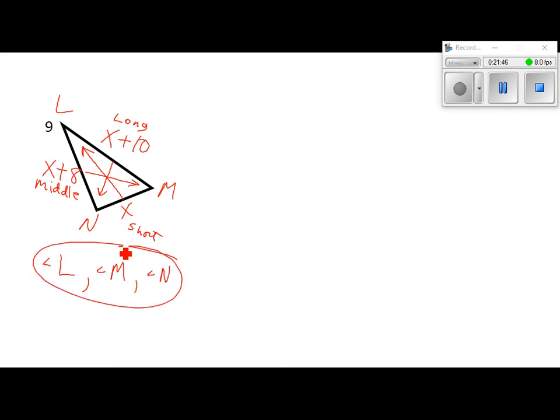So be able to list those. Again, if you wanted to list them using the alligator mouth, angle L is less than angle M, which is less than angle N. Make sure I can tell the difference between your inequalities and your angle symbols.